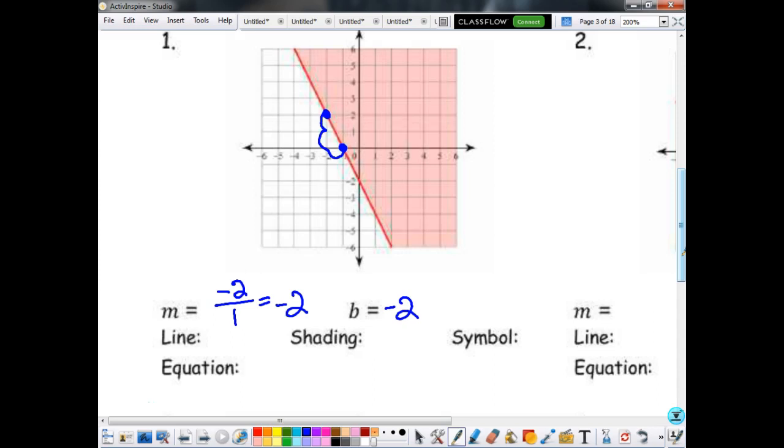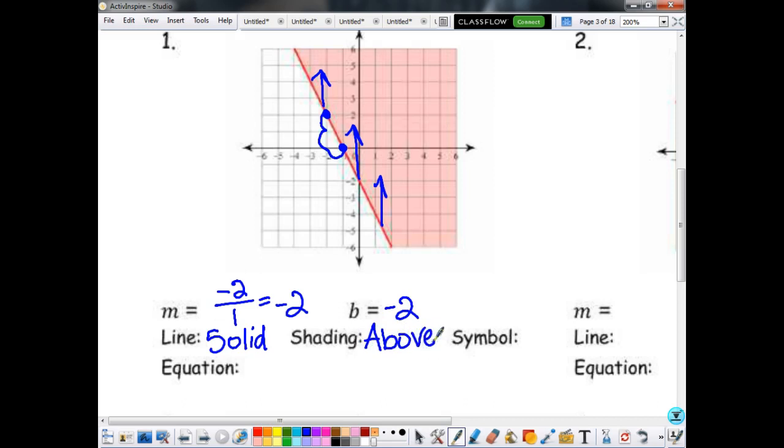Okay, so now the line, is it solid or dashed? It's solid, right? That's a solid line. So we're going to write solid. Now, is it shaded above or below? Above, right? If you're pointing towards the shaded area, you would go up, right? So that means it's above this line, okay? So that would be above.